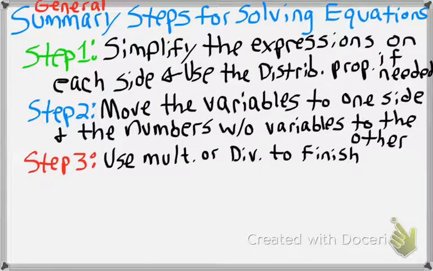So the general summary steps for solving equations, these are your three main steps. A lot of people like to have steps to refer to. Sometimes seeing them and writing them helps them a lot. So this is the general summary you always want to do. Step one, simplify the expressions on each side, which is what we did first, and use the distributive property if necessary. Step two, move the variables to one side and the numbers without the variables to the other side. And your final step will be to use multiplication and or division to finish solving and isolating your variable and solving for it. These are the general summary steps for solving equations.